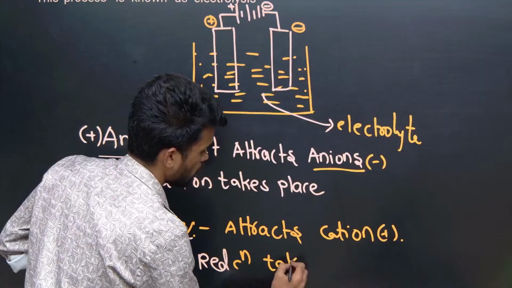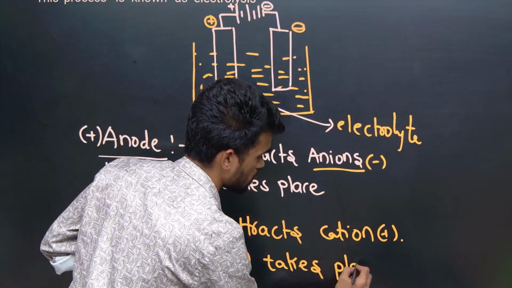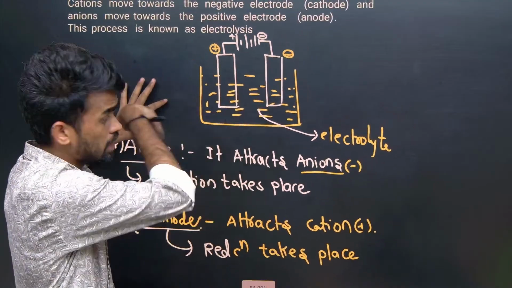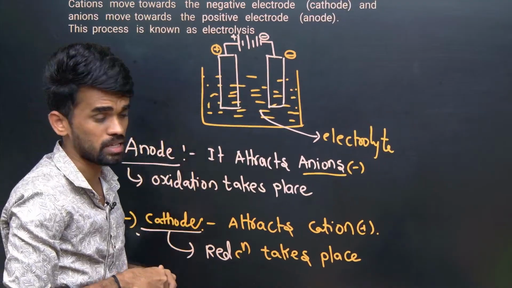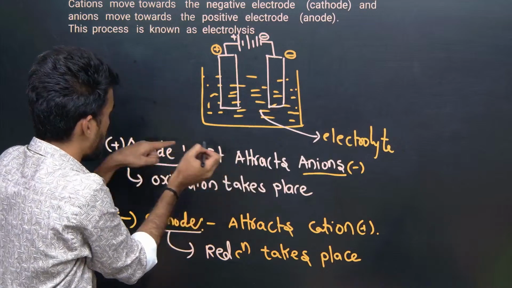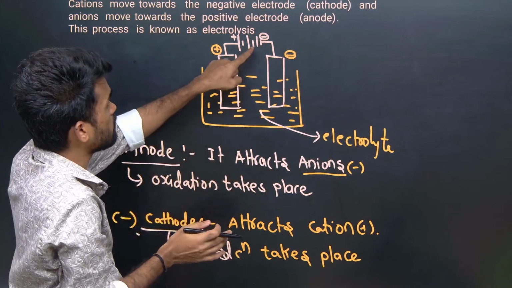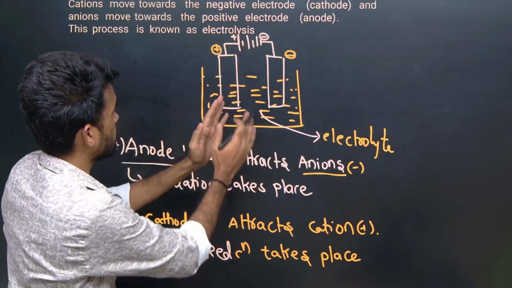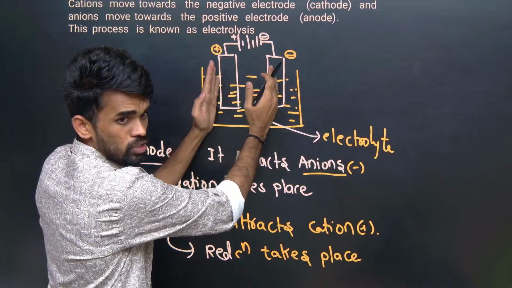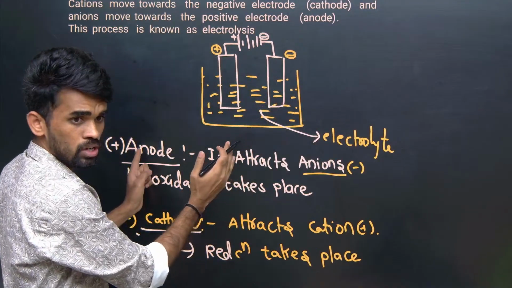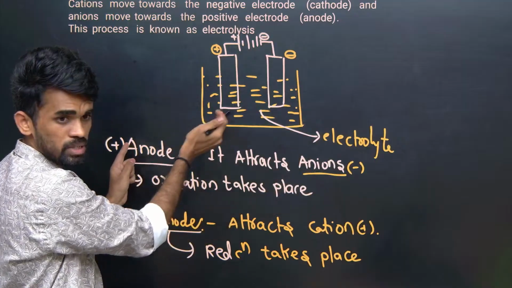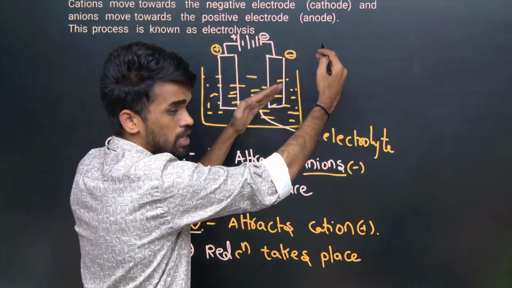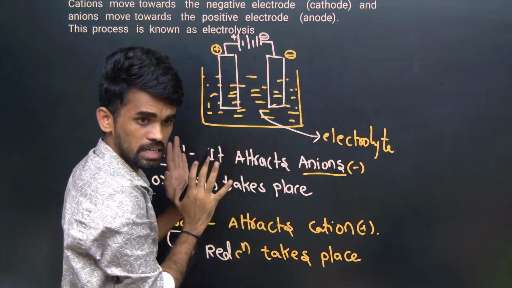takes place. So now, is this a spontaneous process or non-spontaneous? We have told already that electrolysis is a non-spontaneous process. So this attraction of anions happens whenever we switch on this battery so that electricity passes. Therefore we will have one positive terminal and one negative terminal. This positive terminal is the anode, which attracts anions from this electrolytic solution, and the negative terminal attracts all the cations towards it. Is that clear?